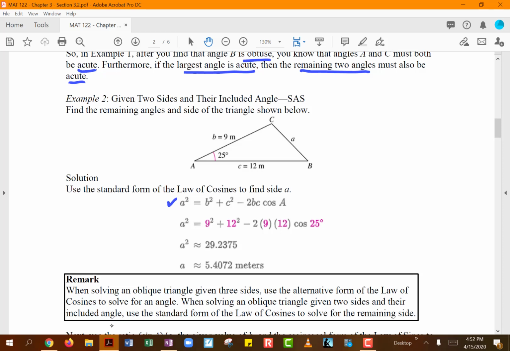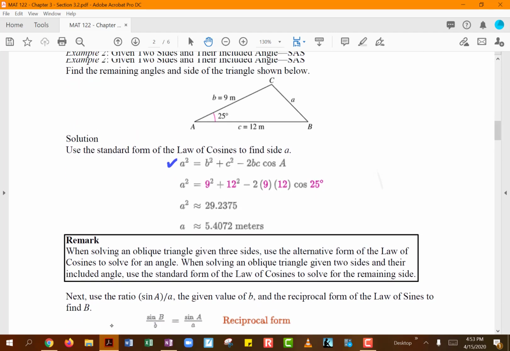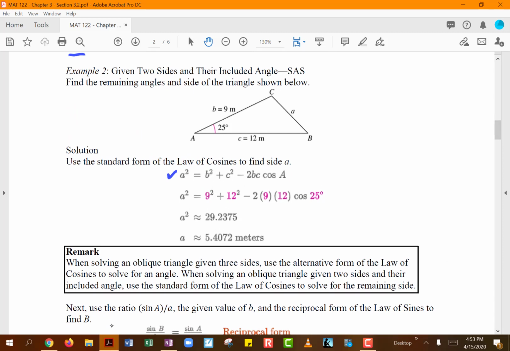Solve that. Here you get A squared approximately equals 29.2375. We take the square root on both sides. Now remember, normally with square roots we get one positive and one negative root. But since we are talking about the measurement of a side of a triangle, the measurement cannot be negative. So your answer will be a positive 5.4072 meters. So we have found our third side. Now we still have those 2 angles that we need to find.